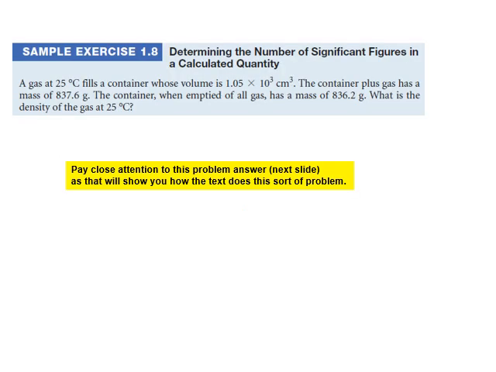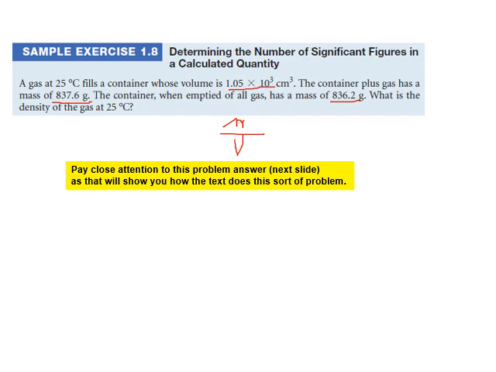Next slide. A gas at 25 degrees centigrade fills a container whose volume is 1.05 times 10 to the third cc's. The container plus the gas have a mass of 837.6 grams. The container, when empty, is 836.2 grams. What is the density? So we need to remember the formula here for density, and the density formula is that it is the mass over the volume. So mass divided by volume.